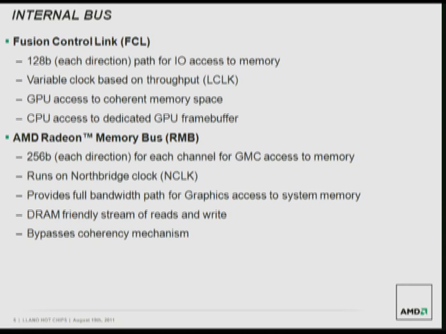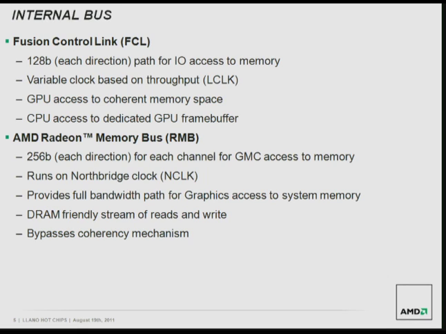So, the internal buses. The Fusion Control Link is analogous to what would have been the HyperTransport link in our chipset space. It's 128 bits wide in each direction. It has a variable clock speed based on throughput, so if we have low bandwidth activity on the bus, we lower the speed, and if higher, we raise it. Its primary function is for CPU access to I/O and for I/O access to memory. Secondary functions would be GPU access to coherent memory space and CPU access to the dedicated CPU or GPU frame buffer. Those paths are not optimized for very high performance. There's some performance there, but that's not the primary performant mode for the Fusion Control Link.